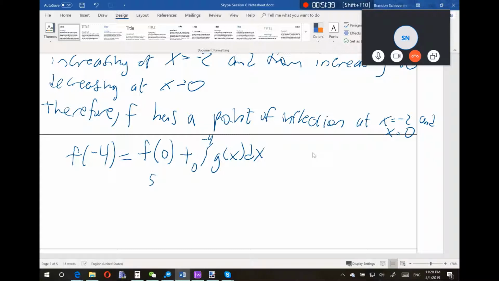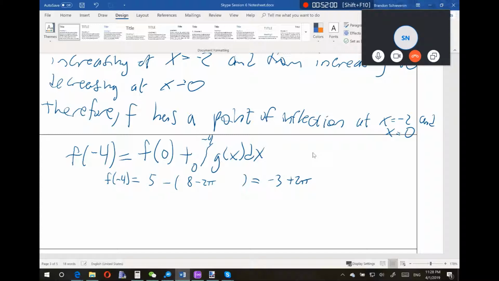Here. Okay, so I have 5. If I'm adding from 0 to 4, that's the same thing as subtracting from negative 4 to 0, so I'm going to subtract 8 minus 2 pi. That should give me f of negative 4. So that'll be 5 minus 8 is negative 3, minus negative 2 pi is plus 2 pi.